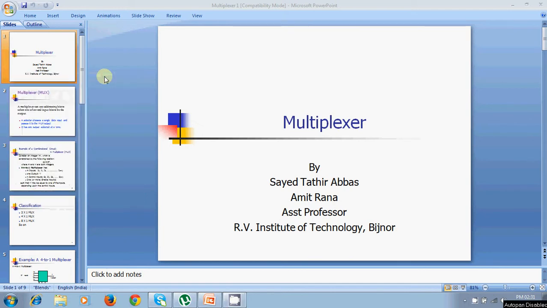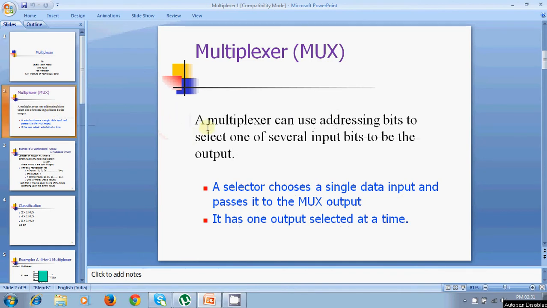Hello guys, today we will learn about multiplexer. Multiplexer is a combinational circuit which has a number of input lines and a single output. A multiplexer can use addressing bits to select one of several input bits to be the output. That means the selector chooses a single data input and passes it to the output. It selects just one output at a time.